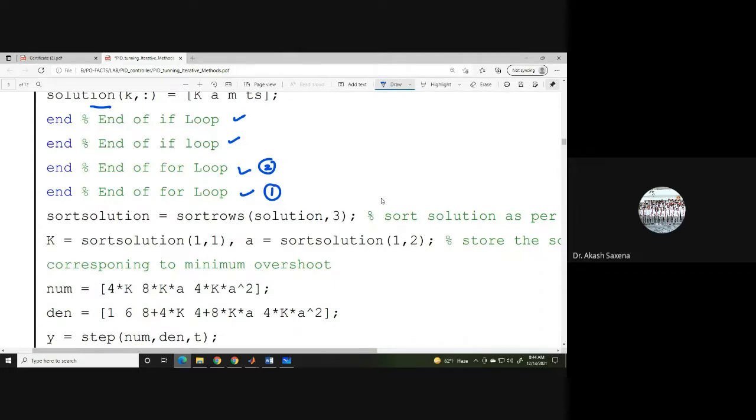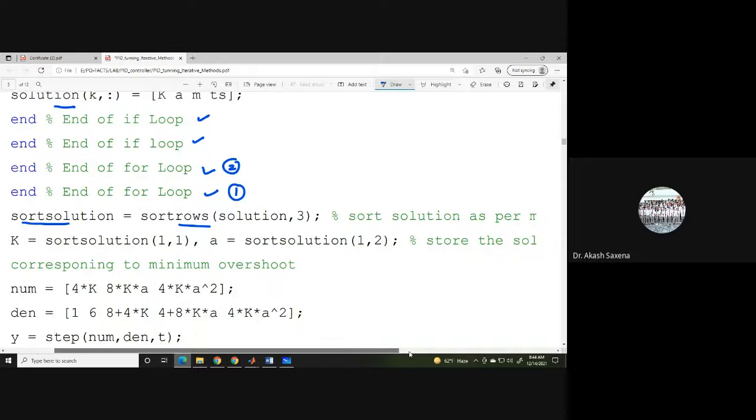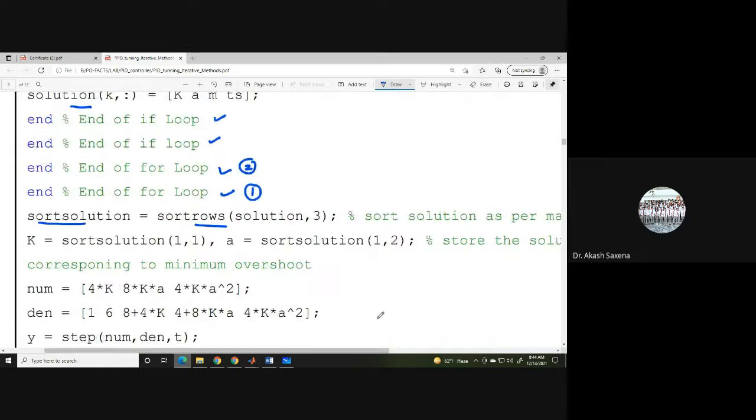Now, if the task is accomplished, I will sort the solution with sortrows as per maximum overshoot. So when I write 3, that means the solution will be sorted as per the value of the overshoot. That means the smaller value of m will appear first, and the larger value of m will appear last. And there will be solution vectors like k, m, am, ts1 and tsm. So all these vectors will be generated as a solution, and these can be the possible solutions for your design.